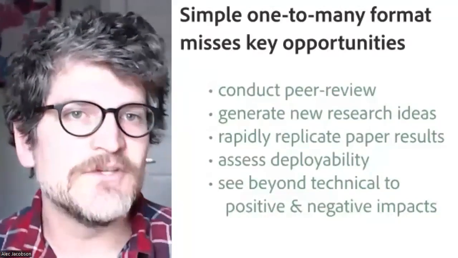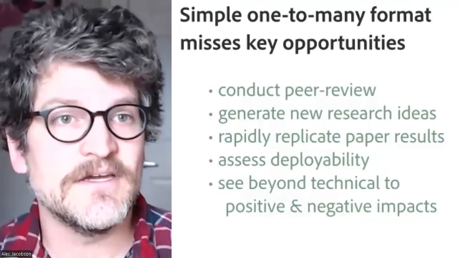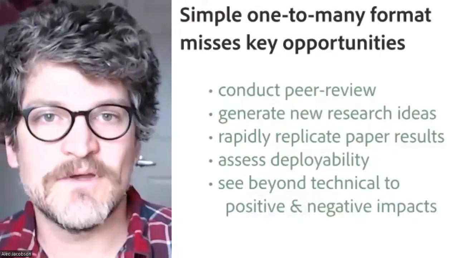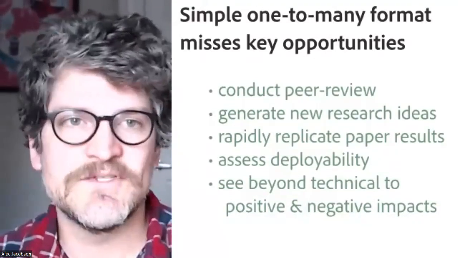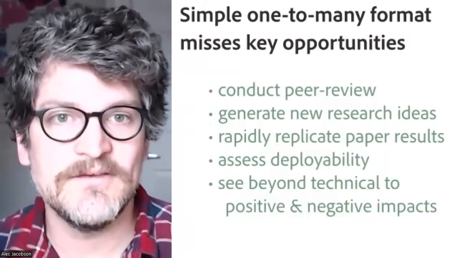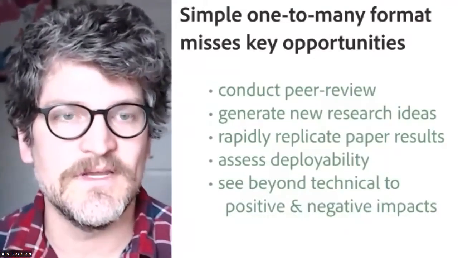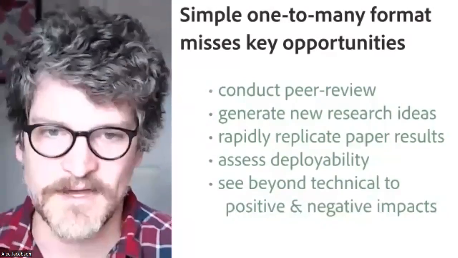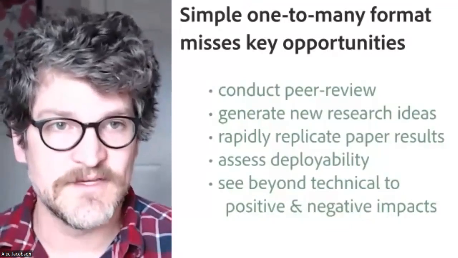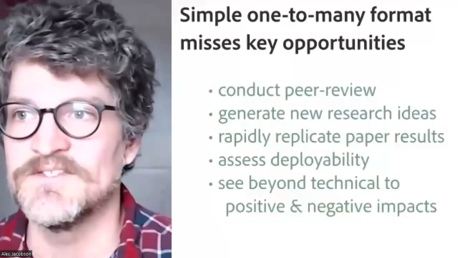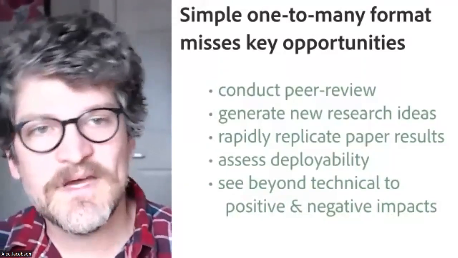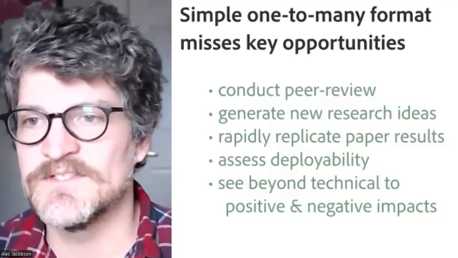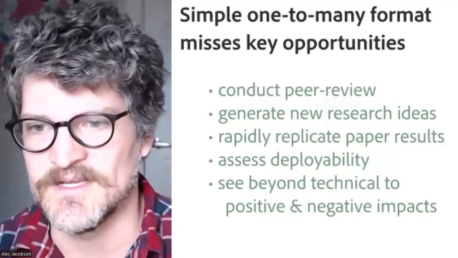This misses out on other opportunities like teaching students how to conduct a peer review, how to generate new research ideas based on a paper that they're reading. For computer science, a really important skill for graduate students is being able to rapidly replicate or re-implement a paper that they're reading. We'd also like our graduate students to be able to assess the deployability of some idea into practice. In computer science, this might be like, could you deploy this in industry and would it work? And going beyond the technical contributions of the paper we're reading, we'd like our students to be able to assess the positive and negative social impacts of the science that they're reading.